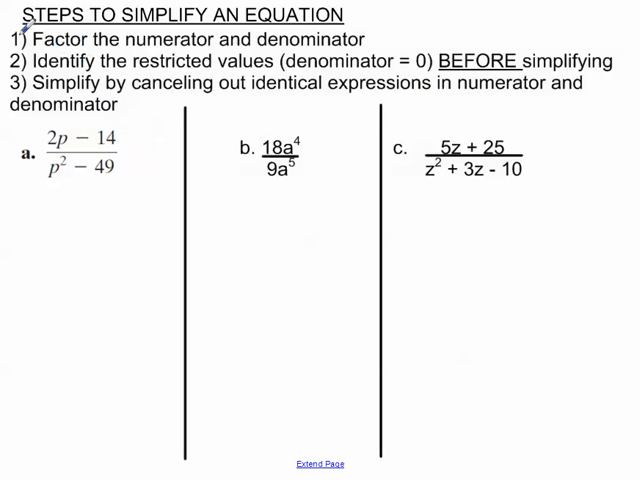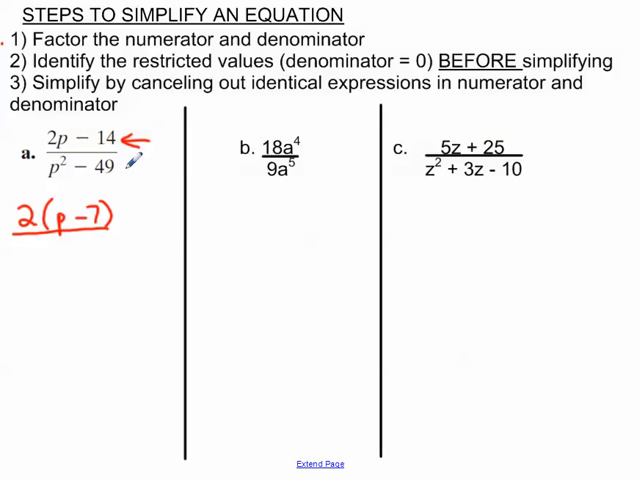So let's go through our steps. Step number 1 is factor the numerator and the denominator. For the numerator, 2p minus 14, we can factor out our greatest common factor of 2, giving 2 times p minus 7. And that's our numerator.